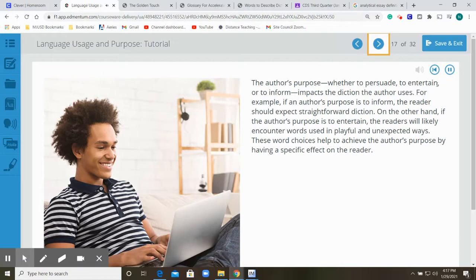The author's purpose, whether to persuade, to entertain, or to inform, impacts the diction the author uses. For example, if an author's purpose is to inform, the reader should expect straightforward diction. On the other hand, if the author's purpose is to entertain, the readers will likely encounter words used in playful and unexpected ways. These word choices help to achieve the author's purpose by having a specific effect on the reader.